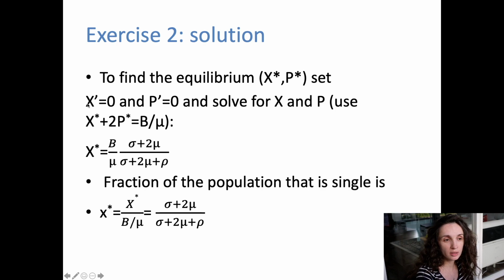Now once we evaluate the system and solve it for x and p to obtain x star and p star, we arrive at this expression for x star in terms of the birth rate, death rate, formation rate, and dissolution rate. Now, since we are asked about the fraction of the population that is single, we will need to divide capital X star by the total population size, which of course we have just shown will be b over mu. And so the fraction of the population that will be single at an equilibrium is given by the following equation.